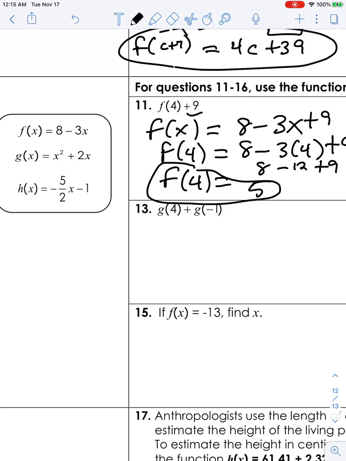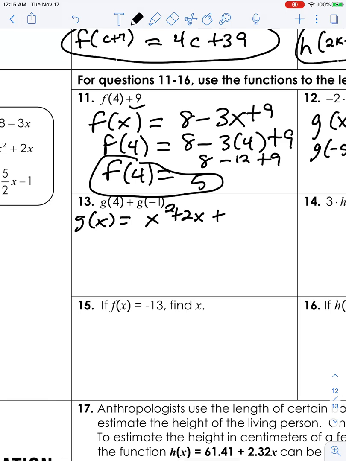It's actually going to use the same equation twice because it's got g of 4 and g of -1. So on this one, we've got g of x equals x squared plus 2x, and then plus, because it's got a plus in the middle, right here, and then obviously the same equation, because it's using the g equation.